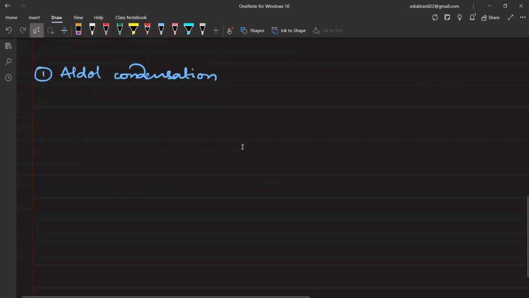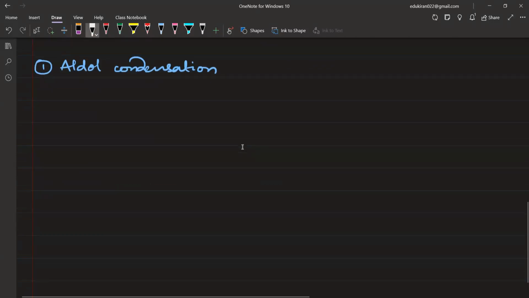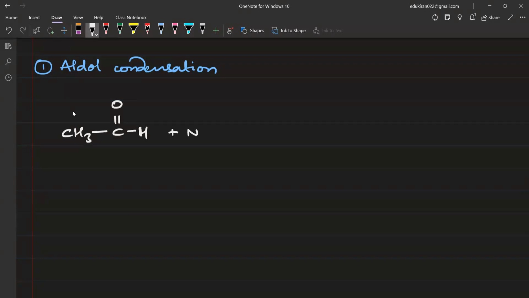So the smallest aldehyde that I can take is, please don't write anything. Leave your pens. Don't write anything, otherwise you will not understand. See here, guys. You have CH3, single bond carbon, double bond oxygen, and I add here, there will be a hydrogen here, obviously. Now I add NaOH here. Please don't write.